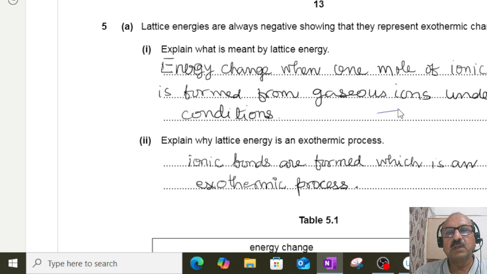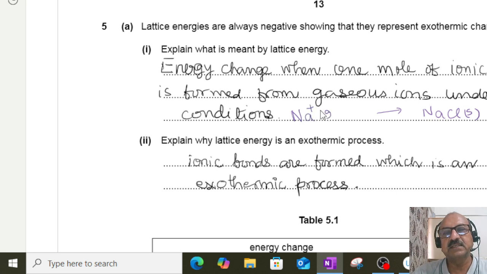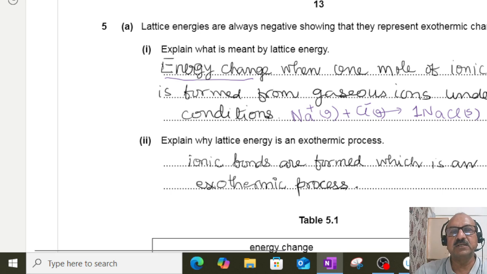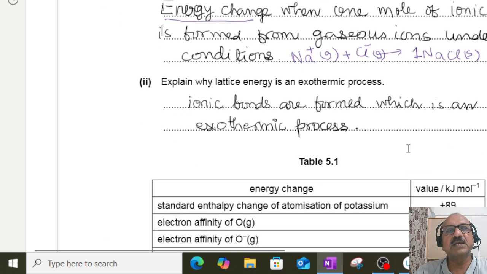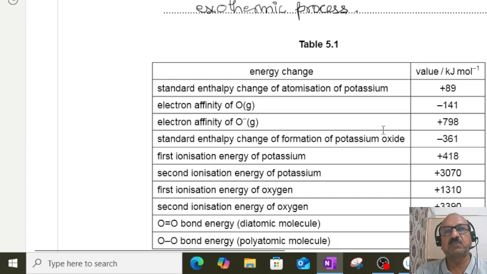As you know, for example, if you have to form 1 mole of sodium chloride, then you would be taking the sodium ions in the gaseous state and they would be combining with the chloride ions in the gaseous state to form 1 mole of the ionic solid. The energy change during that process is known as the lattice energy. So why is lattice energy an exothermic process? Because all bond formations are exothermic. So here ionic bonds are formed and therefore it is an exothermic process.